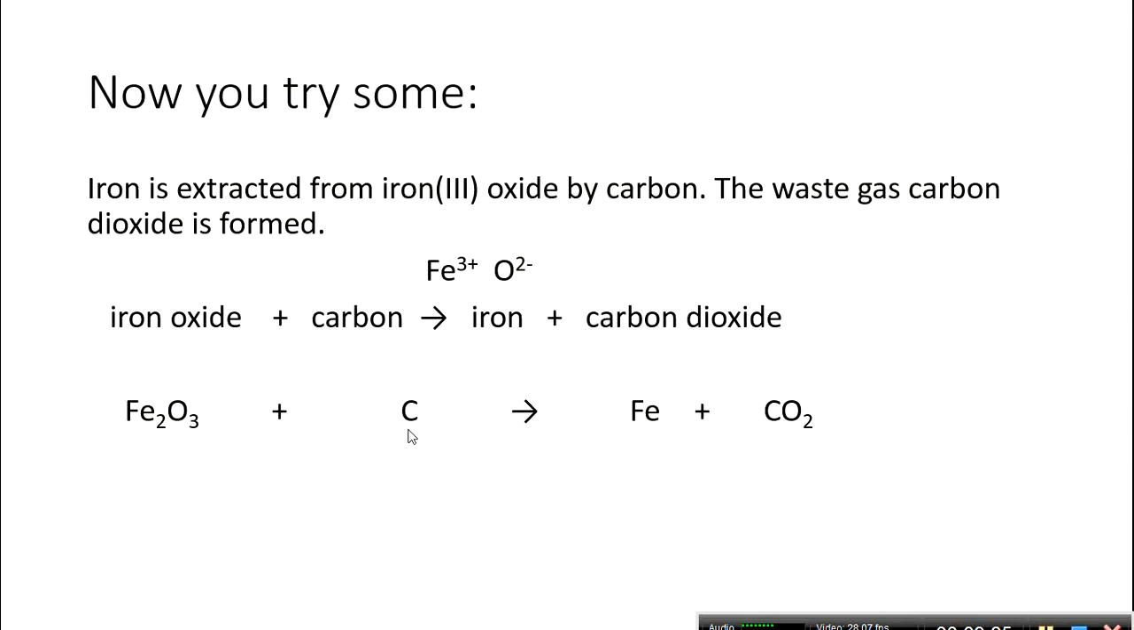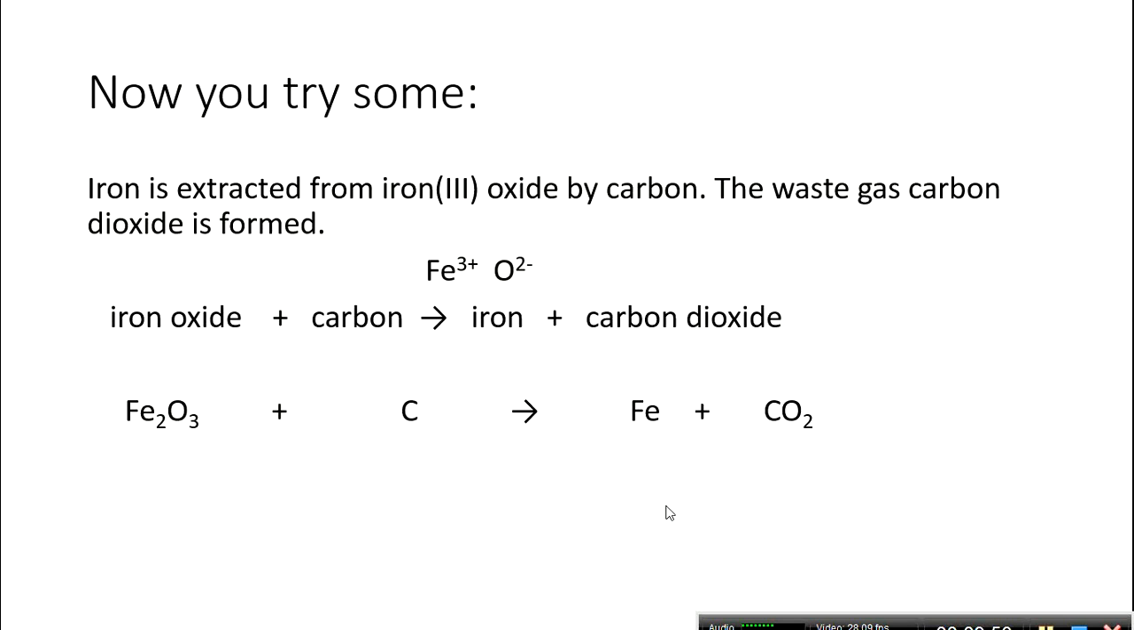Carbon's an element, so it's just C by itself. Iron's an element, it's just Fe by itself, and hopefully you know carbon dioxide, CO2. Now we need to balance the equation as a whole. Okay, so the first thing I would look at here would be my oxygens. I've got 3 oxygens over here, and I've only got 2 over here, so I need to balance these out.